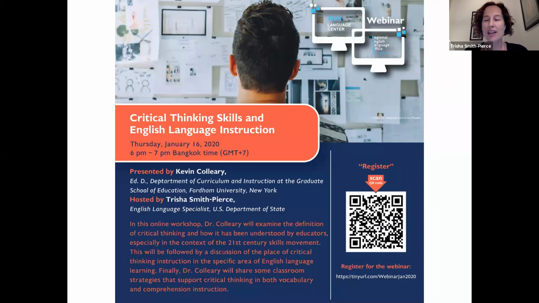So the next one, we are really excited that we're going to hear from Dr. Kevin Colery about critical thinking skills. We learned some critical thinking skills ideas with Molly here tonight, but Kevin's going to extend that for us, and he's going to have a whole presentation on critical thinking skills. I wouldn't miss it. It's going to be fantastic, but it won't be until January 16th. So everyone can get a chance to recover from the new year and be set.